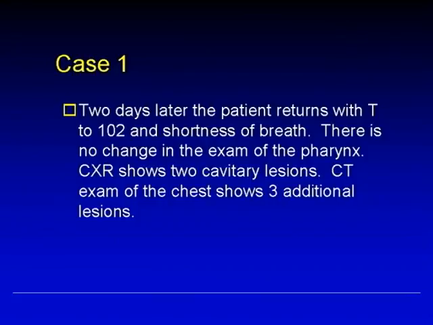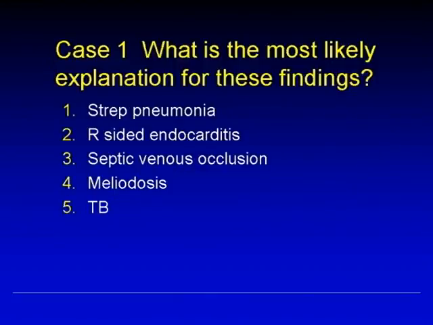There is no change in the exam of the pharynx, so he still has some pus there, but not much. And the chest x-ray shows 2 cavities. So he has 2 cavitary lesions. A CT examination is then done of the chest, which shows 3 additional lesions. So he now has 5 cavitary lesions in the lungs. He's short of breath. He is very, very sick. What's the most likely explanation for these findings?